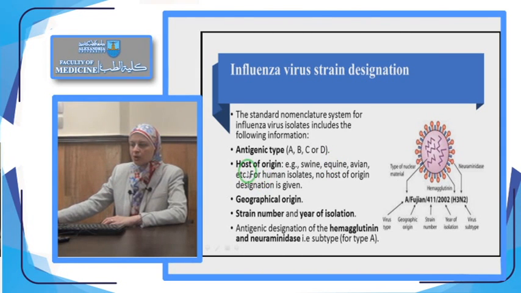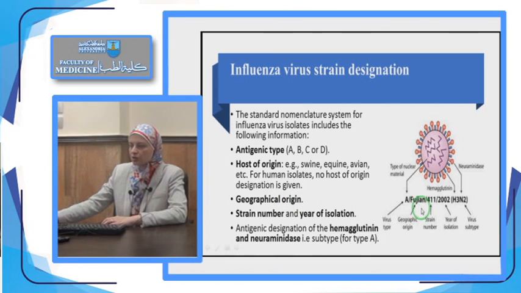Second, we give the host of origin. If the strain origin was swine, of course from pigs, equine from horses, avian from birds, or from humans. If it is from humans, we do not put human in the name. So this strain, for example, does not have a host, so the host is human.